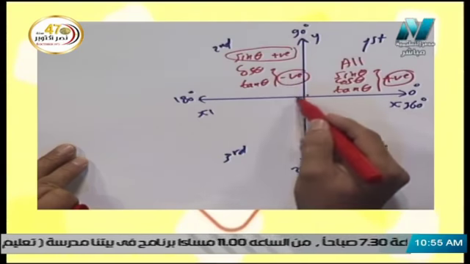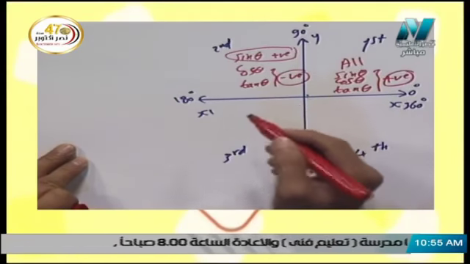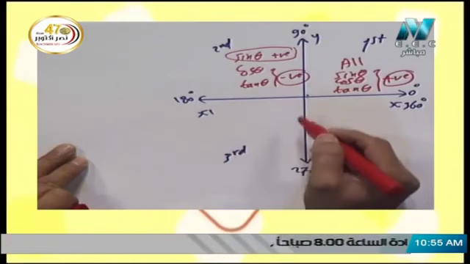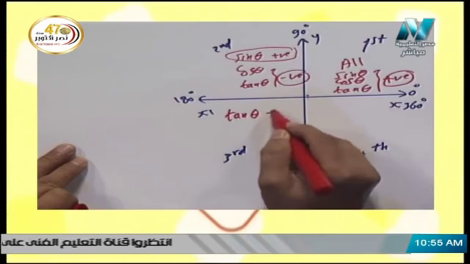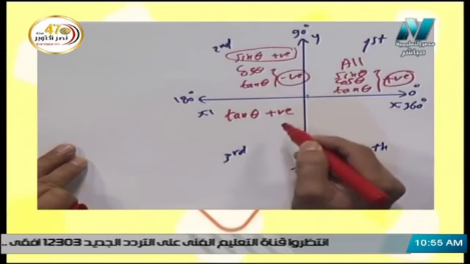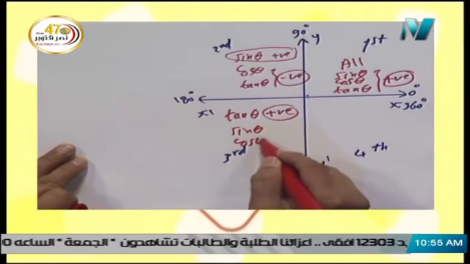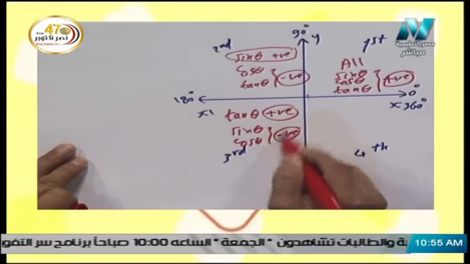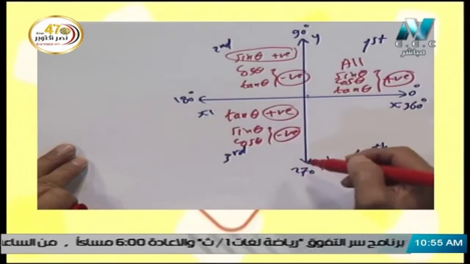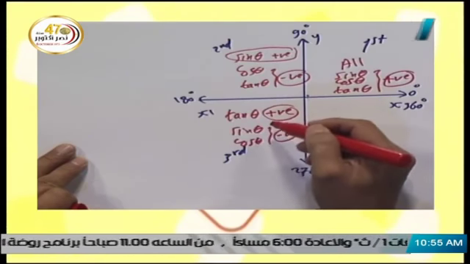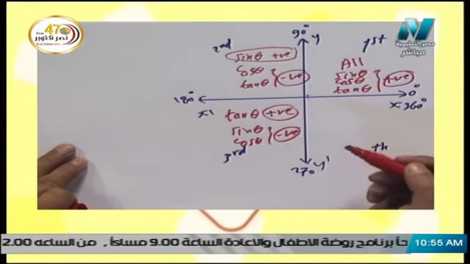Here we know that x is negative, y is negative also. So sine and cosine are negative, but tan is the only function which is positive, because negative divided by negative equals positive, and sine and cosine here will be negative. This angle is between 180 and 270. We can say 200, so tan 200 will be positive, sine and cosine 200 will be negative.